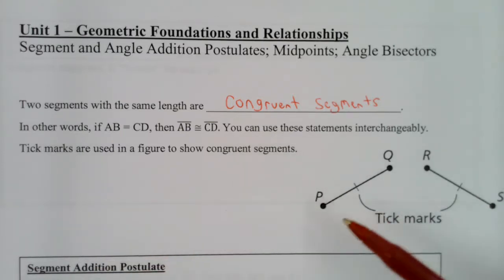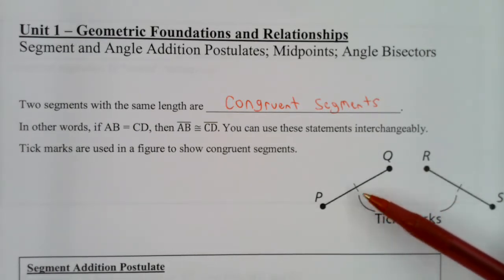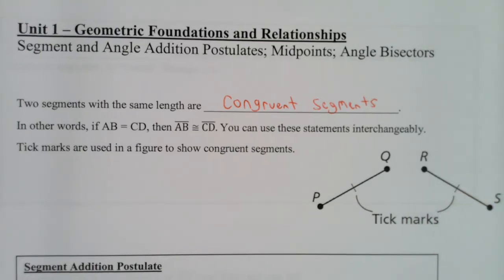For example, if you see this labeled in the diagram where this segment has one tick mark, and this segment also has one tick mark, then the two segments are congruent. If this segment had two tick marks and this segment had two tick marks, they're congruent. If three tick marks and three tick marks, they're congruent, and so on.